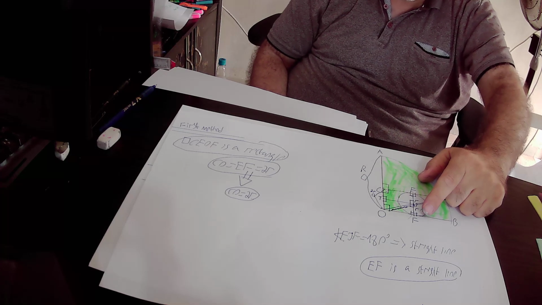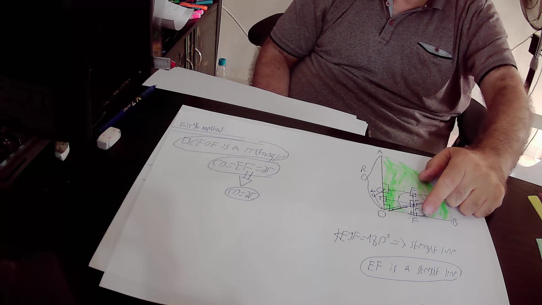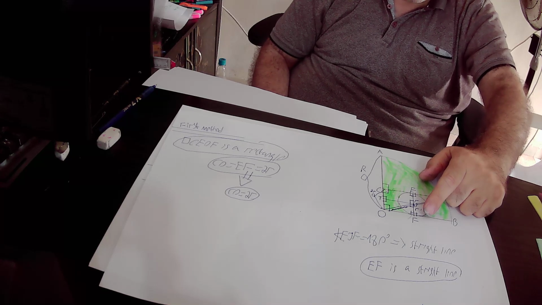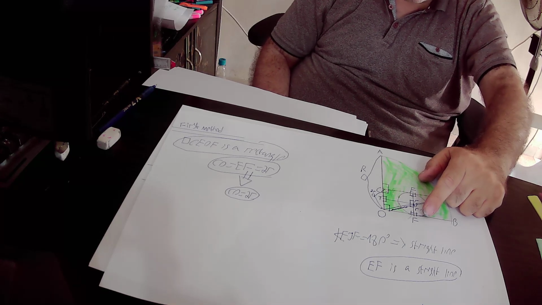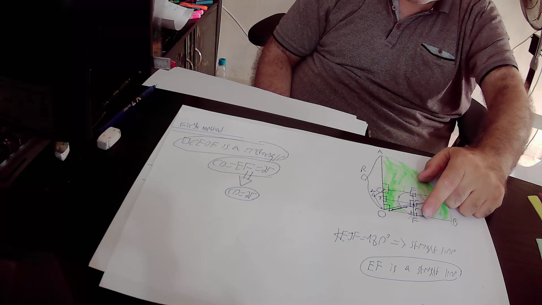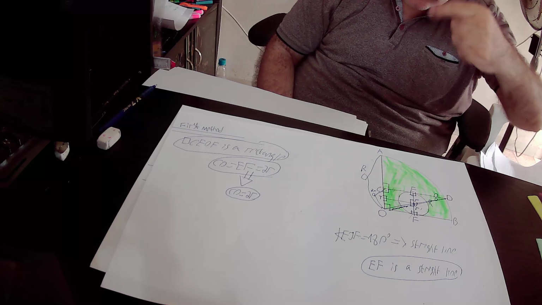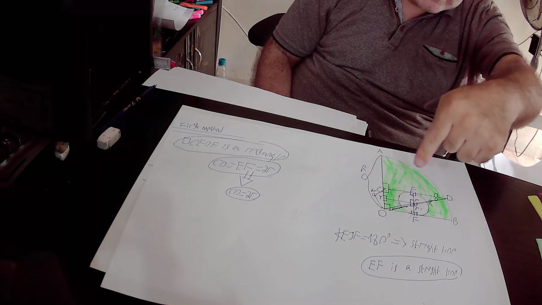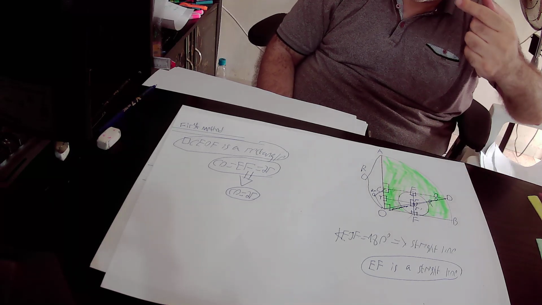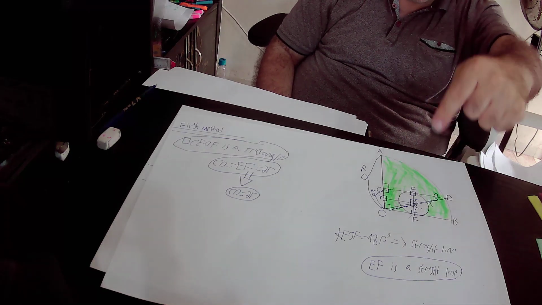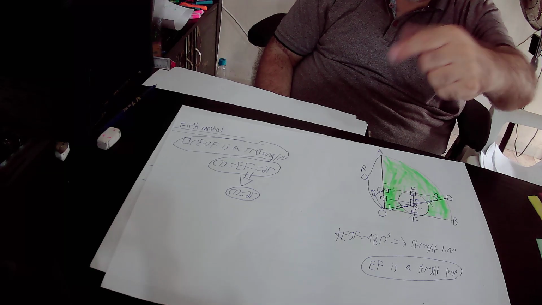Therefore EJF is a straight line, and therefore EF is also a straight line. If line segment EF is a straight line, it means that quadrilateral CEOF is a rectangle. Why? Because quadrilateral CEOF has 4 right angles. Therefore it is a rectangle.